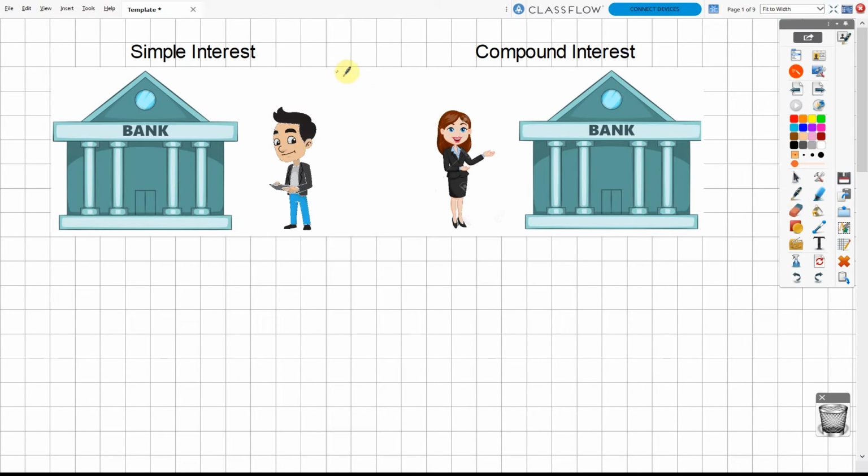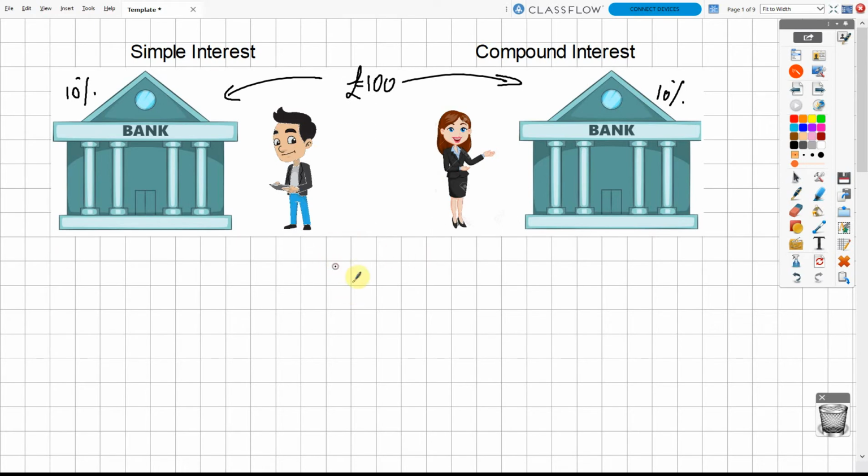What we're going to say is that both of these people have put £100 into their bank account. Both of them are offered a 10% interest rate. Not realistic these days, but like I say, it keeps the numbers easy. So they've both done exactly the same thing. The only difference is that his bank is offering him simple interest and her bank is offering her compound interest. Now let's think about what happens.